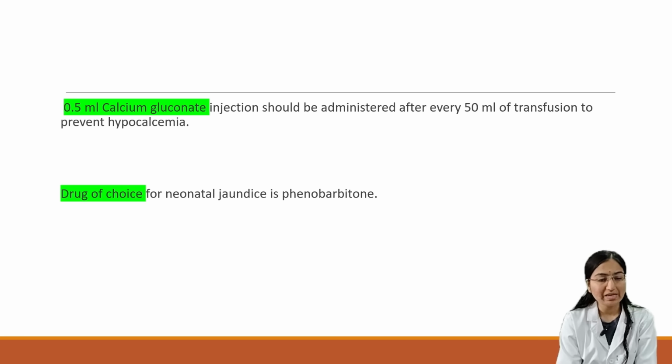Some more points I added here. 0.5 ml calcium gluconate injection should be administered after every 50 ml of transfusion to prevent hypocalcemia. And then the drug of choice for neonatal jaundice is phenobarbital.